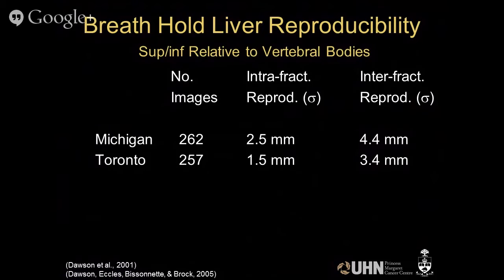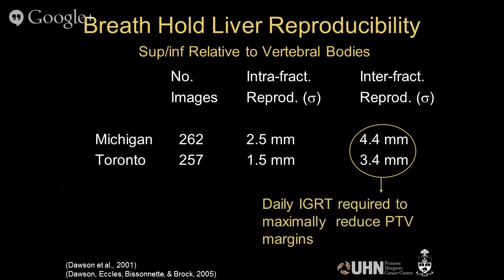And this is some data from 2 experiences looking at breath hold reproducibility in Michigan and Toronto. Standard deviation of that distribution of shift of liver relative to the vertebral bodies. And you can see that there's a larger variability in day-to-day repeat breath hold than within the time period of a treatment fraction, meaning that daily IGRT is required, not just one day at the beginning or selected fractions.